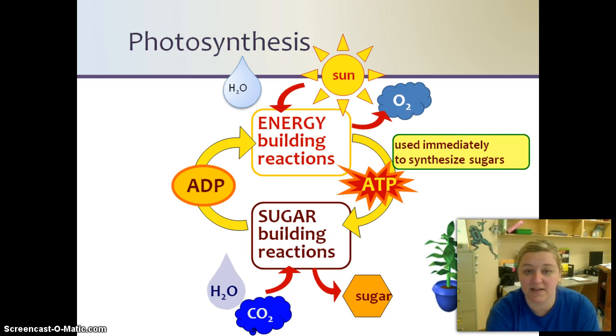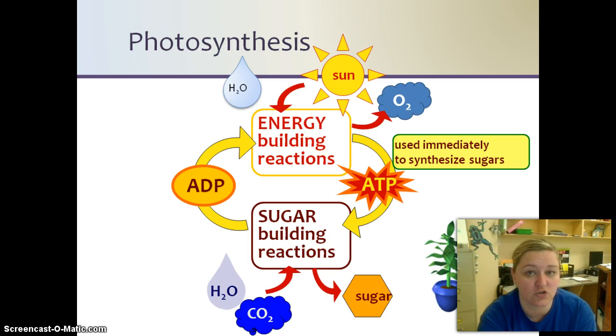All right, what does all this mean? Here we go. For the energy building reaction to occur, we take in some water, we take in sunlight, and we go through an energy building reaction. A waste product is produced. That's oxygen, okay? It goes away. Some ATP is made, and that ATP is made just to synthesize sugars. This is not ATP that is used by the plant to grow or to reproduce, nothing like that. This is just to make sugars.